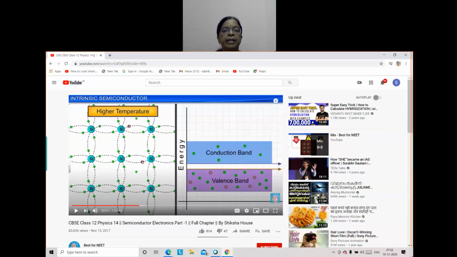So one of the neighboring bonds will again break, and that electron will move to fill this hole. One of the neighboring bonds breaks and fills this hole.